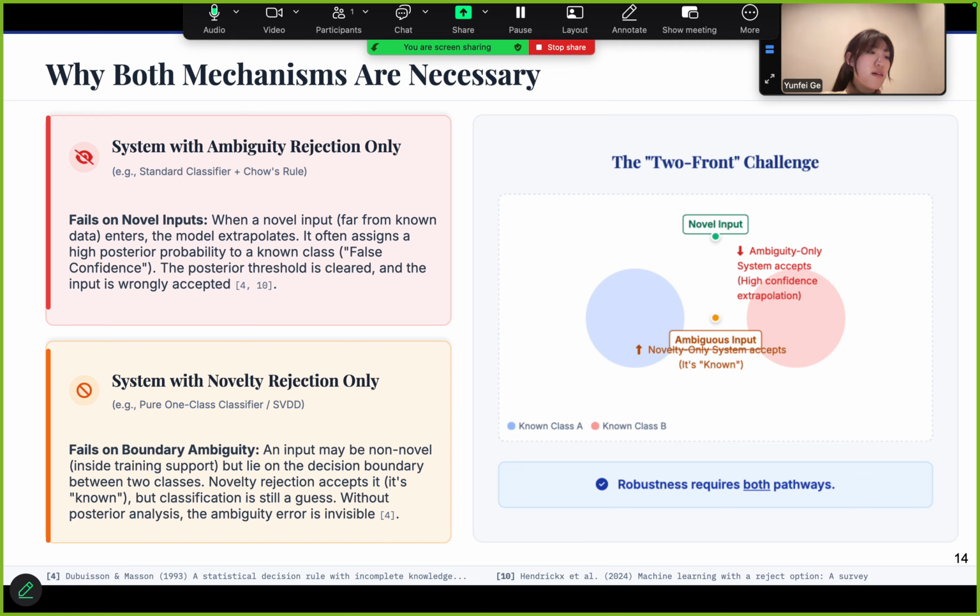So the two failure modes are dual. Ambiguity-only systems fail on novel inputs. Novelty-only systems fail on ambiguous but known inputs. A robust system needs both pathways running in parallel: posterior analysis for uncertainty among known classes and boundary modeling for inputs outside learned scope. These are not competing approaches. They are complementary ones addressing fundamentally different failure modes.